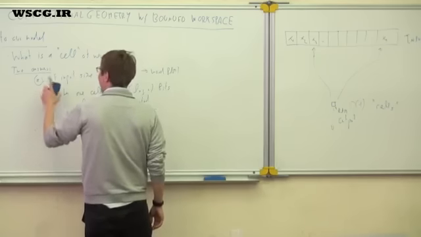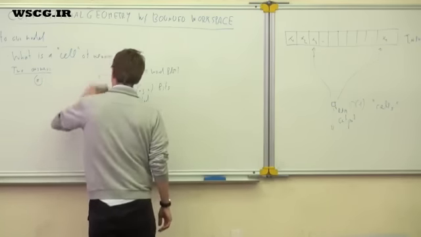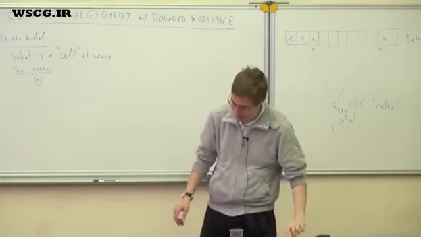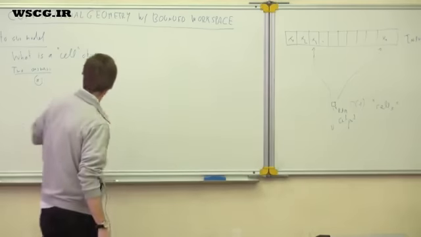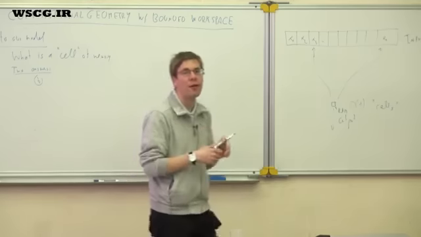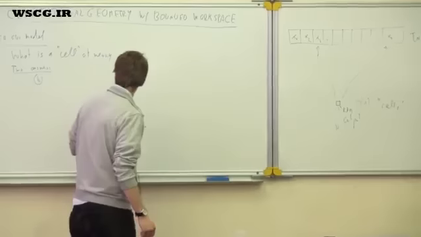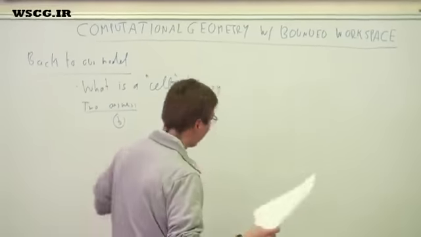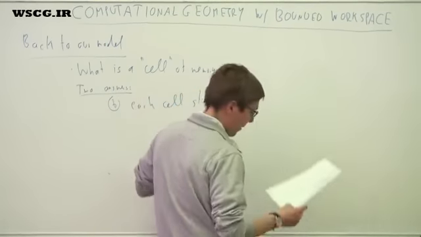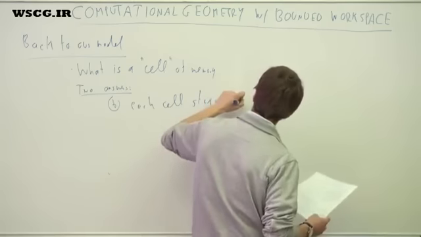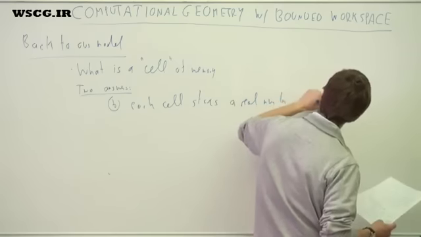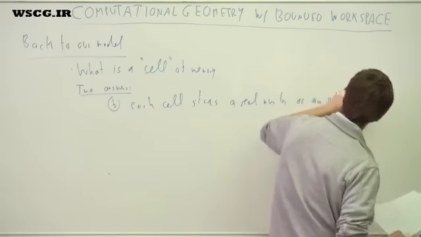So this is A, and now let me talk about B. So the other way is, B corresponds to the real RAM model that you may know from computational geometry. So I'm saying now that every cell stores a real number or an integer. And these are atomic.